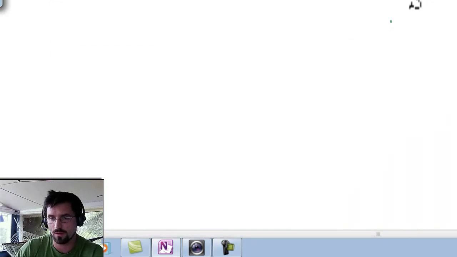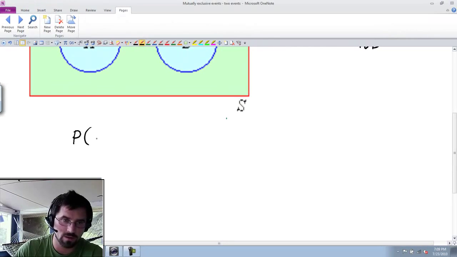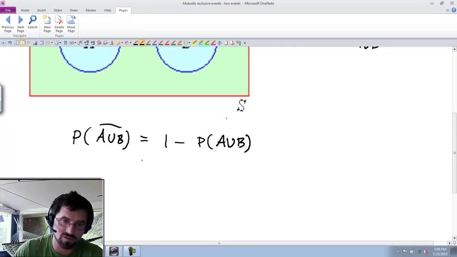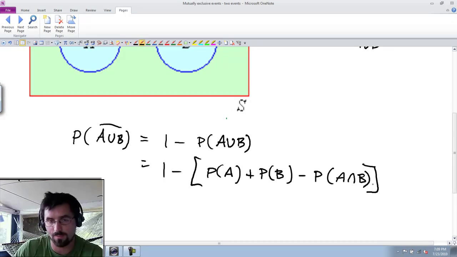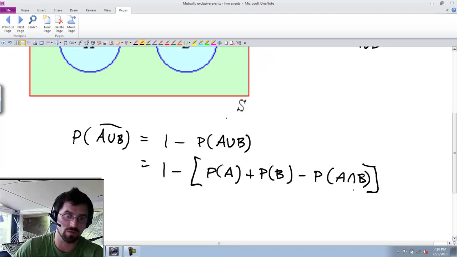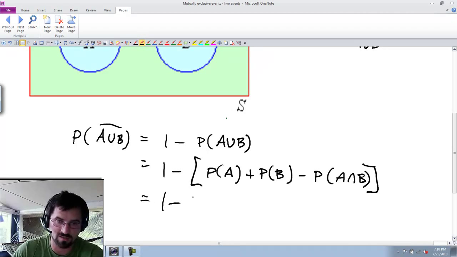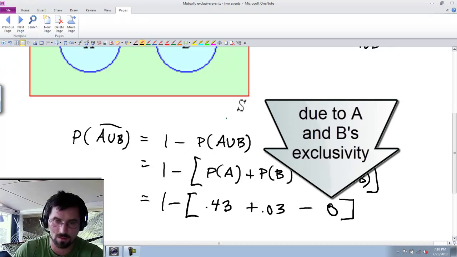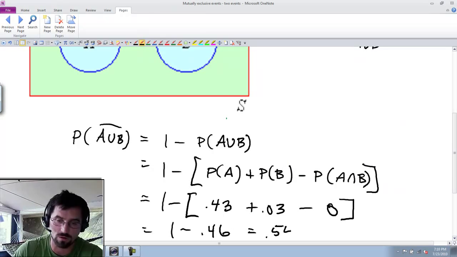If you use a formula, when they ask you for the probability of not A or B, we understand that as 1 minus the probability of A or B. And then using our formula that was one of the first we learned, we know that the probability of A or B is the probability of A plus the probability of B minus the probability of both. Well, in this case, it's 1 minus parenthesis, this was 0.43, this was 0.03, and the probability of both happening is 0. So you basically end up going 1 minus 0.46, and that gives you 0.54, your answer.